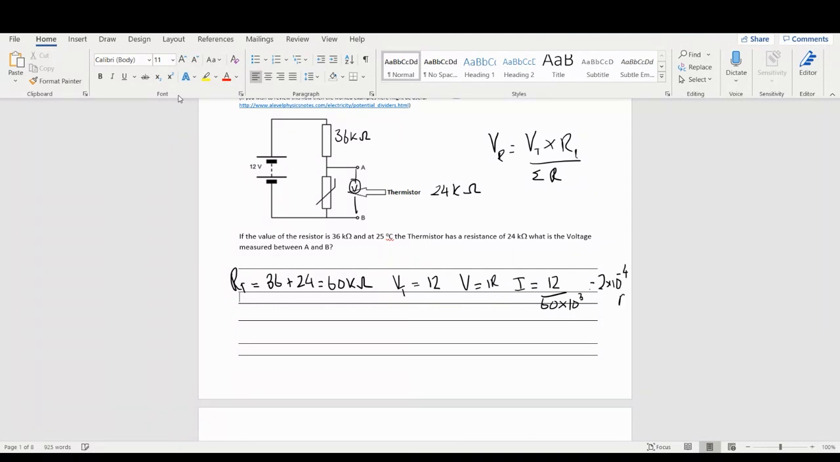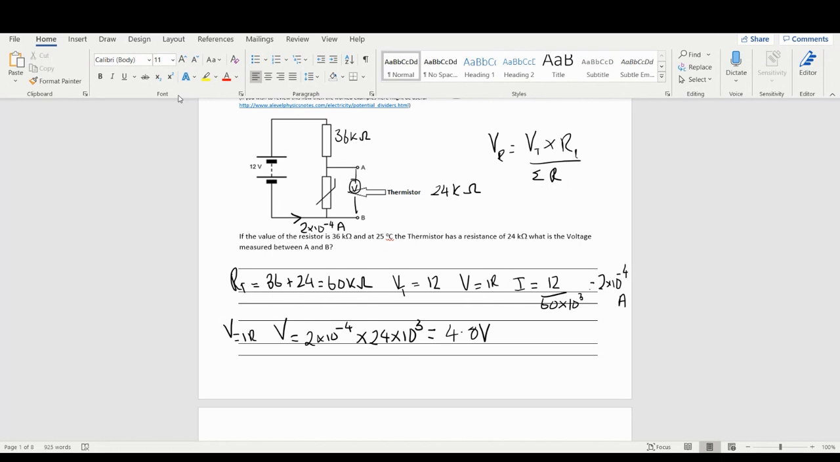Okay, so that's my actual current there. Now I know the current going through this is 2 times 10 to the minus 4 amps. I can work out the actual potential over this using V equals IR. So I've got V equals 2 times 10 to the minus 4 times 24 times 10 to the 3. Oops, not 33. It's going to be 4.8 volts there.